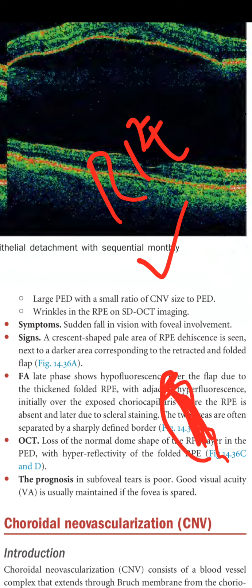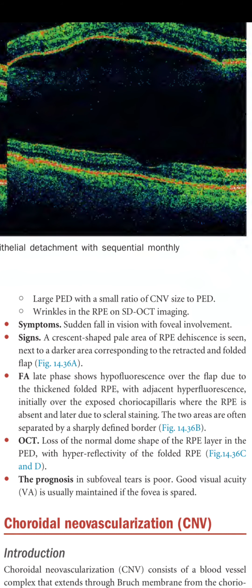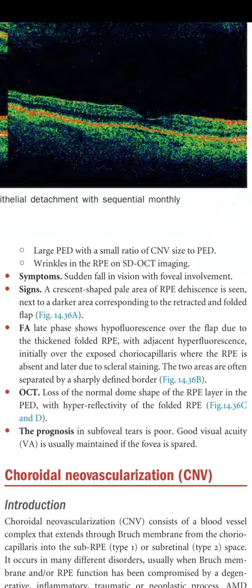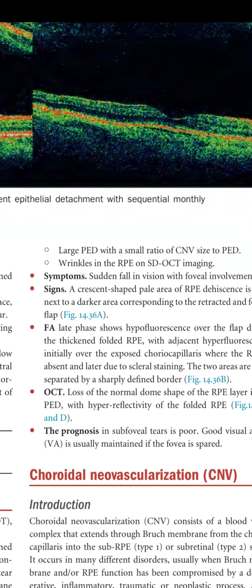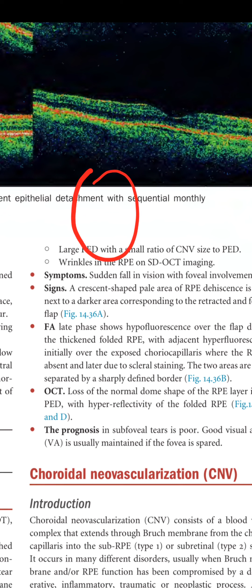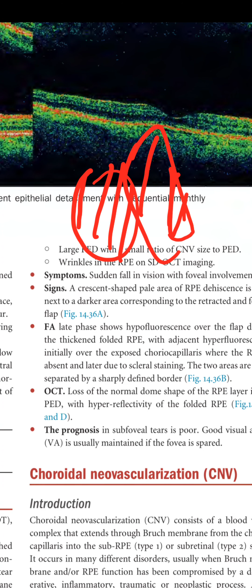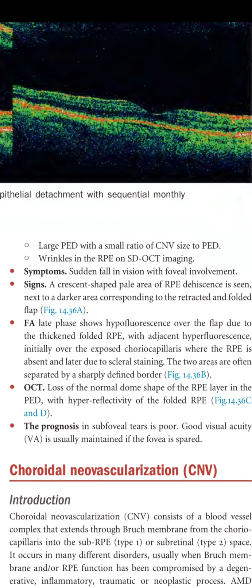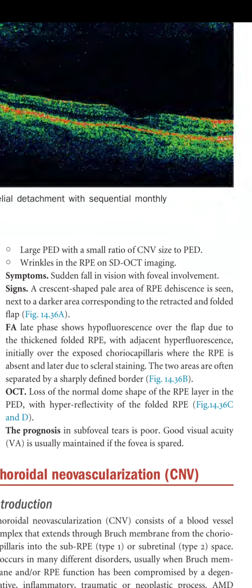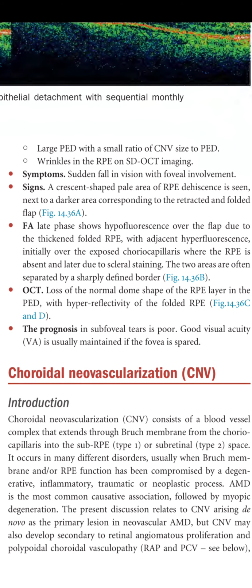So there will be a pale area and a darker area where the retracted and folded flap of RPE is present. FA late phase shows hypofluorescence over the flap due to the thickened folded RPE, with adjacent hyperfluorescence initially over the exposed choriocapillaris where RPE is absent, and later due to scleral staining. So the area with the folded RPE flap is hypofluorescent, whereas the area with the tear is hyperfluorescent. The two areas are often separated by a sharply defined border.